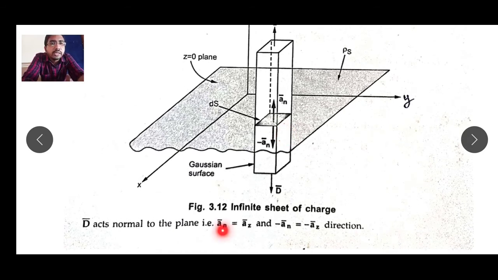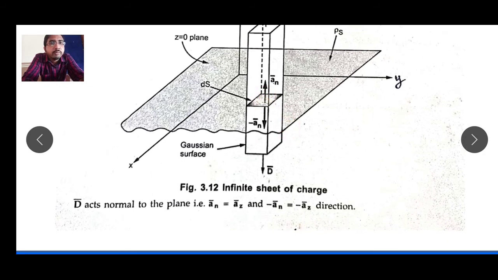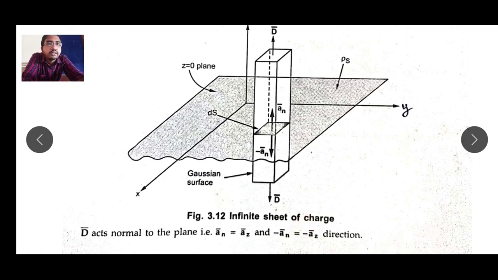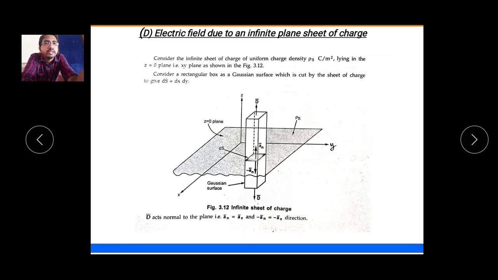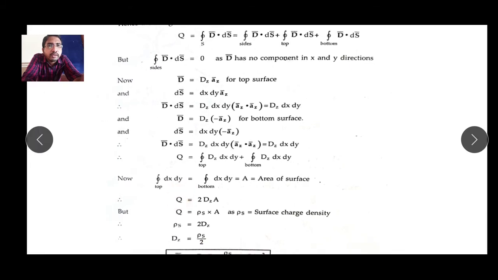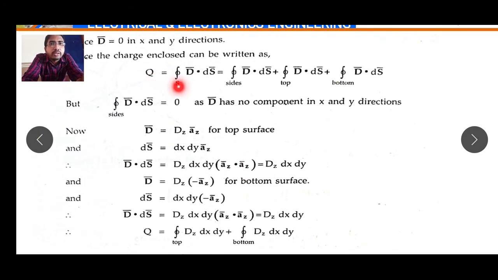So what is the unit vector an? It is equal to az only, because this cylinder is kept along the z axis. So an vector is nothing but az, that is in the upward direction, and in the downward direction you will have minus az. So this is the assumption for the infinite sheet of charge. Here also, for the differential surface, you should apply the Gauss law, Q equal to integral d bar dot ds bar on the sides, top as well as bottom.